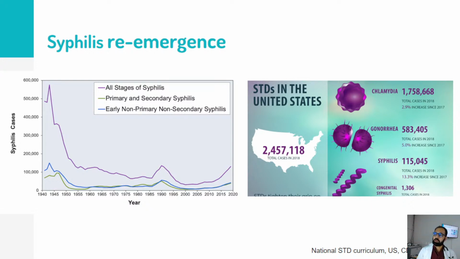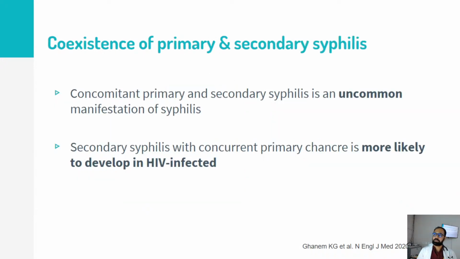We can see that after the 2005-2010 period, there is a gradual increase in the number of cases of syphilis. And when compared to 2017, there has been a 13.3% increase in the total number of cases of syphilis in 2018. So what I mean to say is that syphilis should be kept in mind in any person, especially a retroviral person, who presents with compatible clinical manifestations.